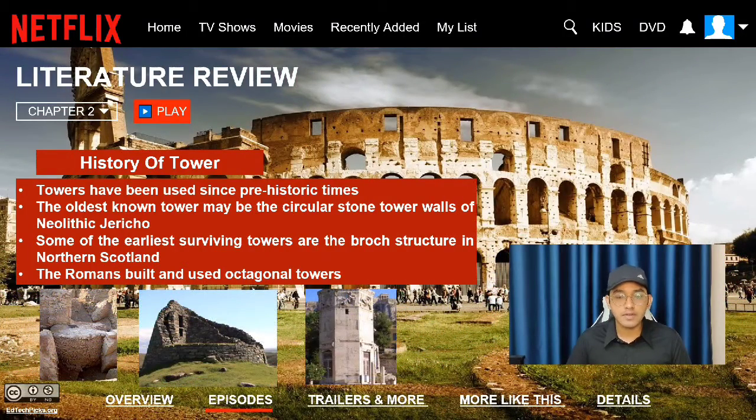Okay, next, history of tower. As you can see the picture at the bottom, tower have been used since prehistoric times. The oldest known tower may be the circular stone tower walls of Neolithic Jericho. Some of the earliest surviving towers are the Bruges structure in northern Scotland. The Romans built and used octagonal towers.